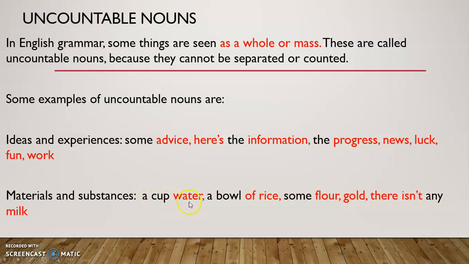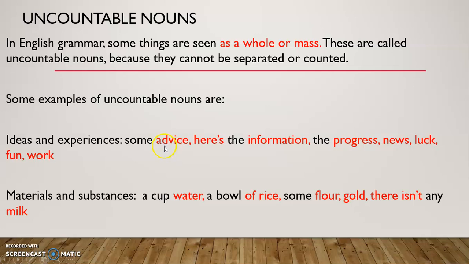So bila nouns yang tidak boleh dikira ni, dia automatic awak akan kena macam contohnya can I have a cup of water? Can I have some water? Can I have some flour? Kat depan ni. Perkataan determiners. Perkataan ni kita panggil determiners. Kalau nak cakap dah tak ada susu dah. There isn't any milk. So, can I have a cup of water? Can I have a bowl of water?